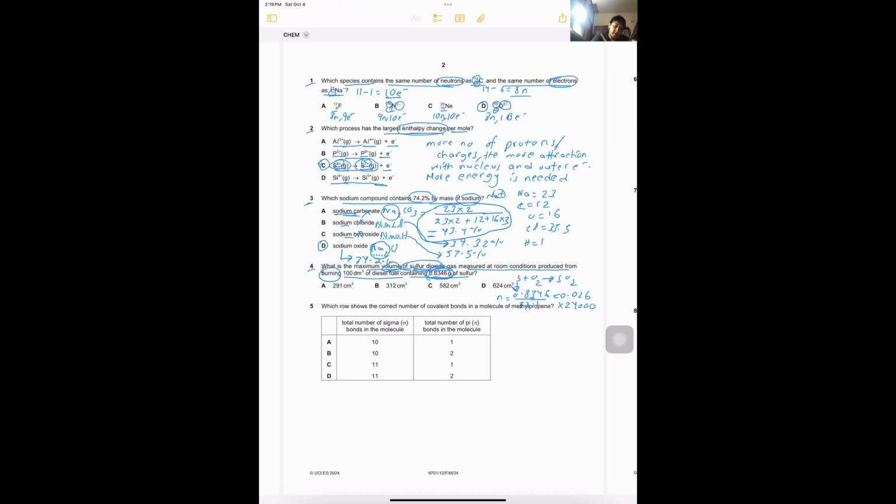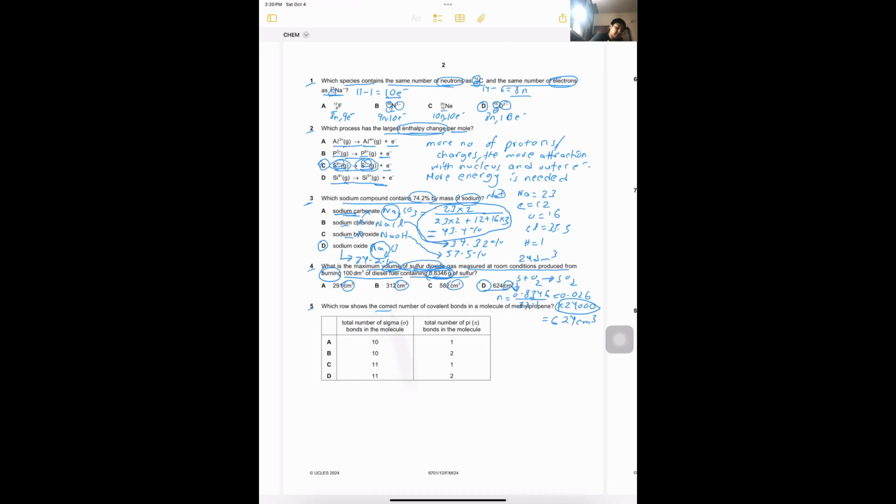24,000, which is actually 24 dm³, but since the answers they're asking are in cm³, we'll just multiply the number of moles by 24,000 cm³, and the answer comes in my calculator to be 624 cm³. So what I can see, the answer is D. So let's move on. Question 5.